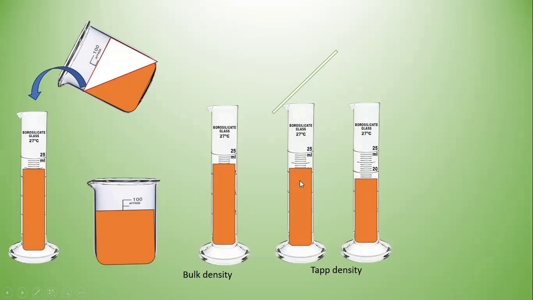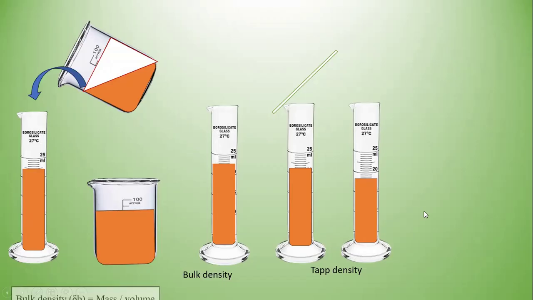In this case, we are going to see that the volume of the powder is somewhat higher. Because of the tapping, the volume of the drug decreases. Because of the tapping, the air is removed from that particular powder. So that is known as the tap density.